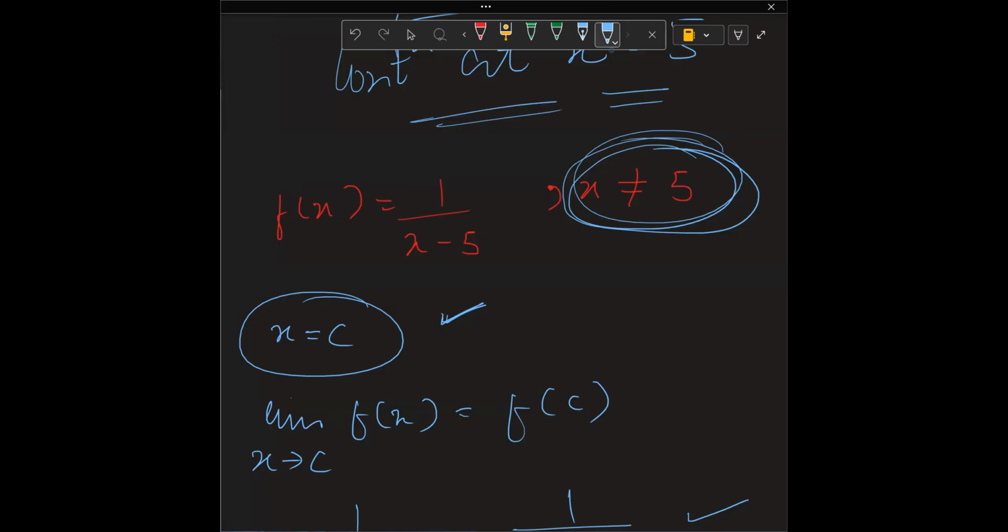Yes, sir. Why is x not equal to 5? Sir, because to get a real number... Then I did not understand the question.